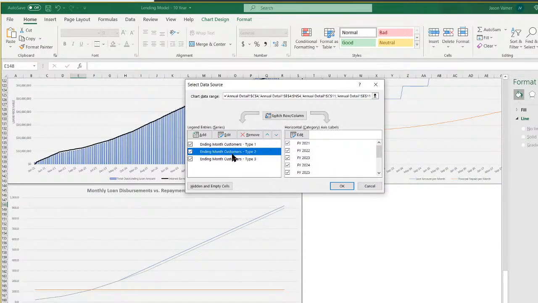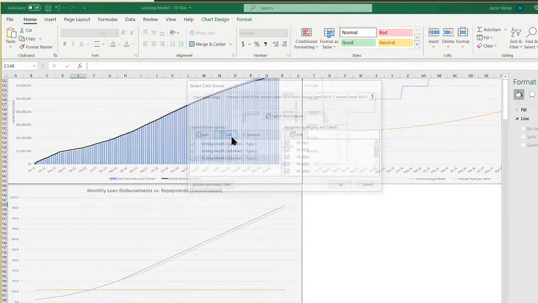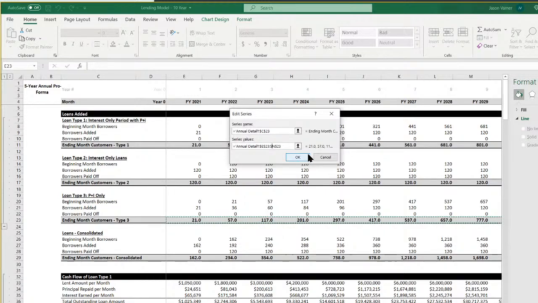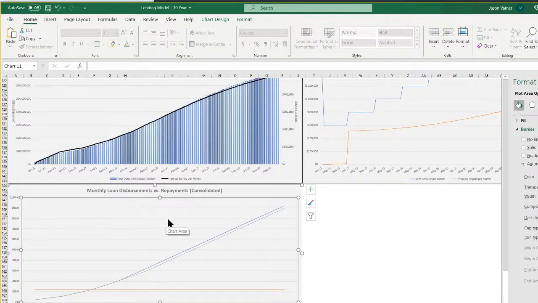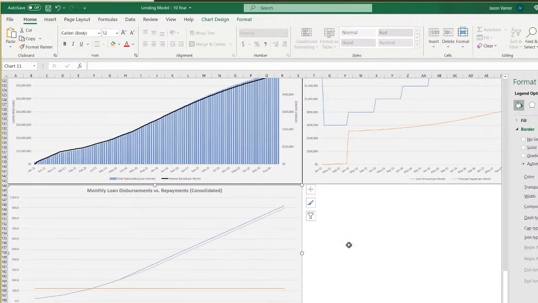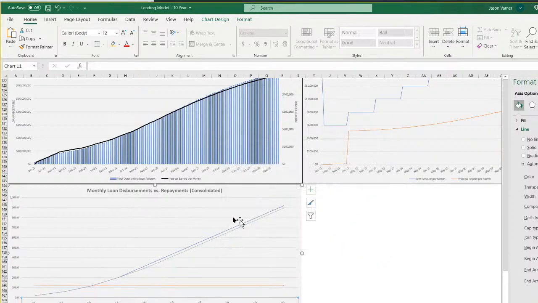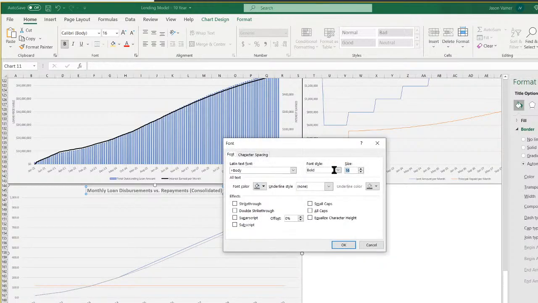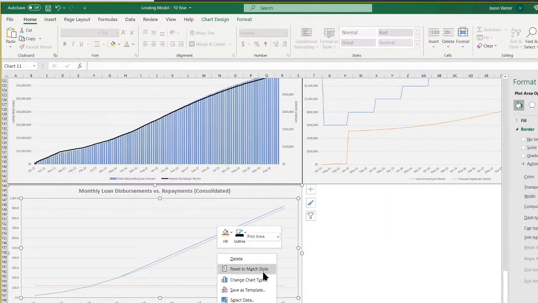Annual, annual, annual. So trying to figure out what the problem is here. Oh, I guess that's fine. Let's just make the font bigger. Put 12, 12. 18.